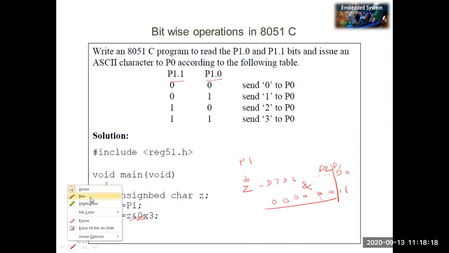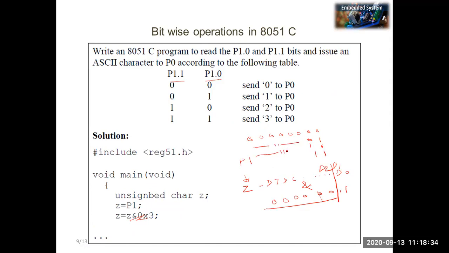It could be value 00, 01, 10 or 11, because these remaining bits are masked. So in Z, after this bitwise AND operation between Z and 0x3, what could be the data in Z? Either of these four. First 6 bits will be 0 and remaining 2 bits will be either 00, 01, 10 or 11, depending on what is the actual data in port 1.